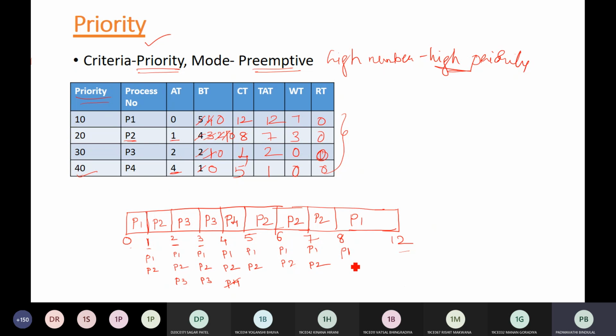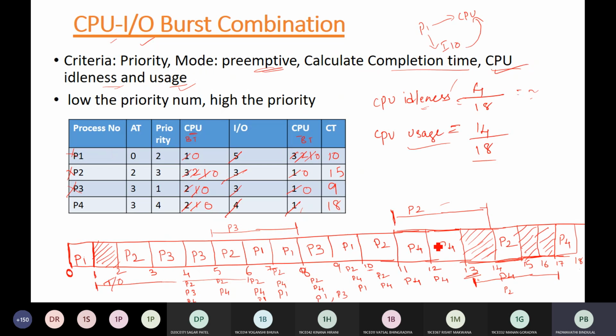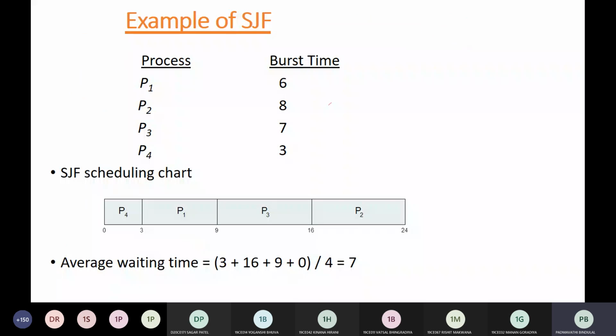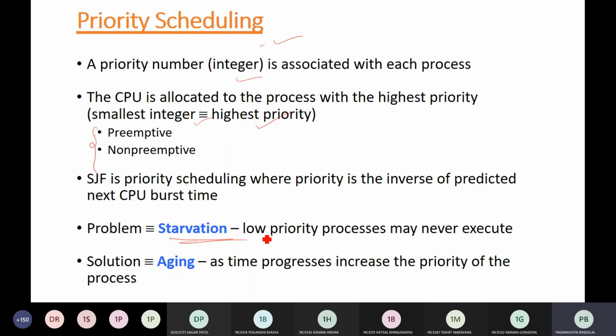It's okay that in our numerical we don't have any process after the 4th instant. But imagine having so many processes that are also of high priority. In that case, P1 will go into the waiting state indefinitely. This problem we call starvation. Low priority processes may never get a chance to execute, because you are giving priority to high priority processes, and you are going with preemptive algorithms.